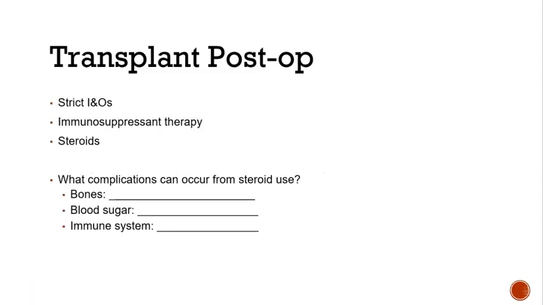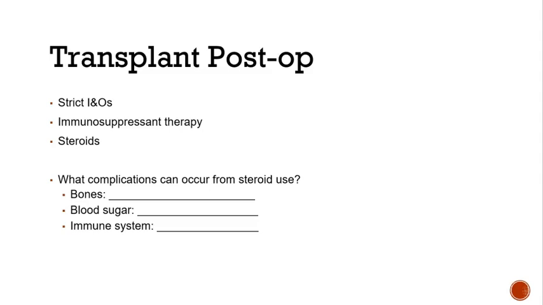In the post-op phase, I&O should be monitored very closely. Medication-wise, your patient will be put on immunosuppressant therapy, so probably a combination of immunosuppressant drugs and steroids to weaken the immune system. The reason we want to weaken the immune system is so that the immune system does not fight off the new transplanted kidney.